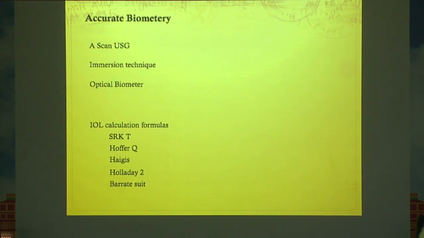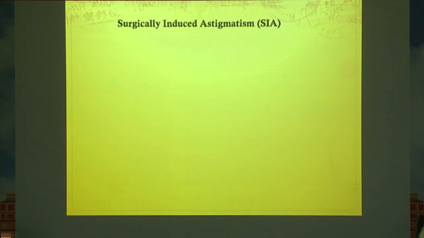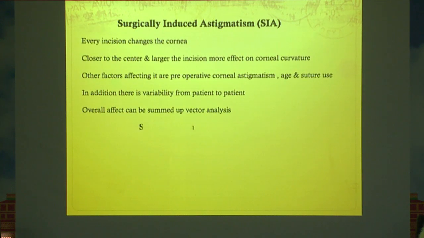For accurate biometry, the immersion technique gives the best results, and optical biometry is equally comparable. But A-scan sometimes has problems in the accuracy of biometry, depending upon the surgeon and the person doing the A-scan. As far as the calculation formula is concerned, the best is Barrett Suite, which I have been using for many years, and you must know how to calculate the surgically induced astigmatism.